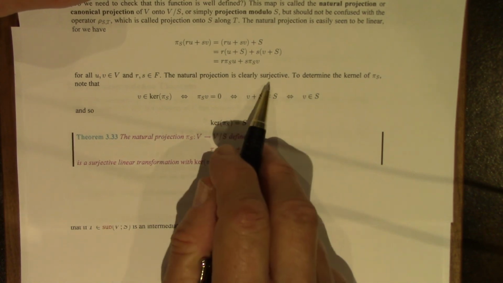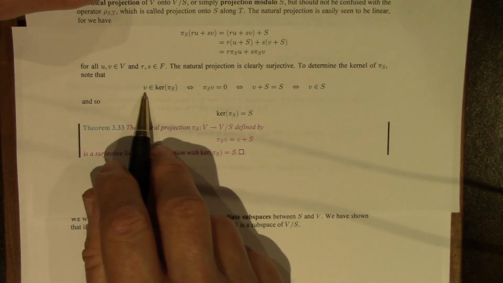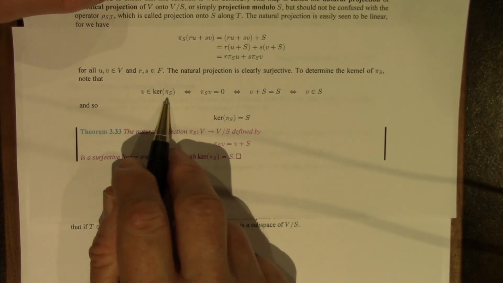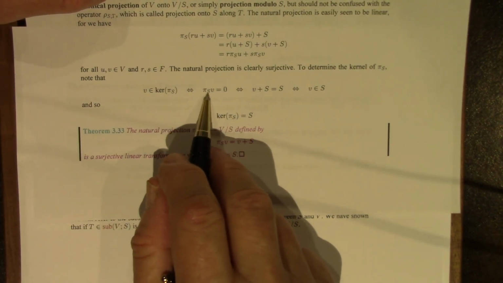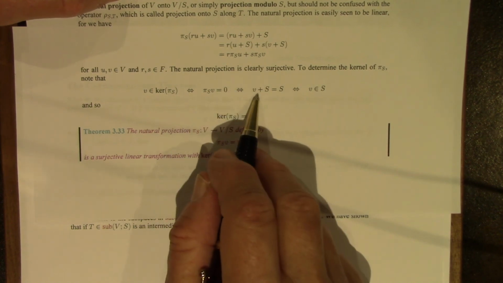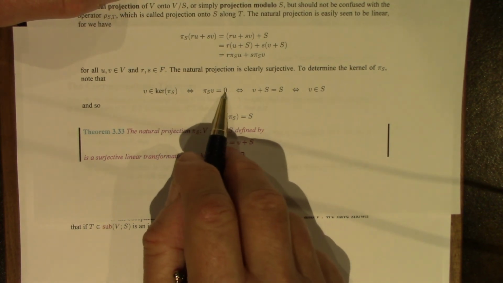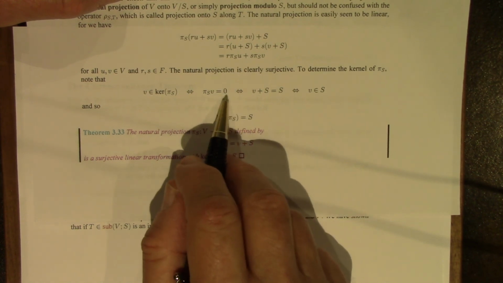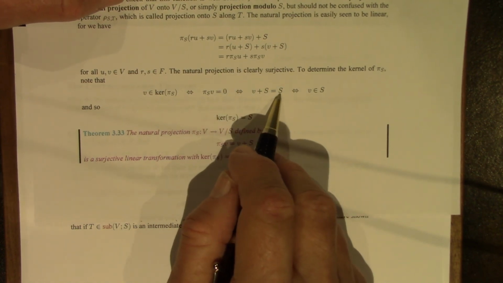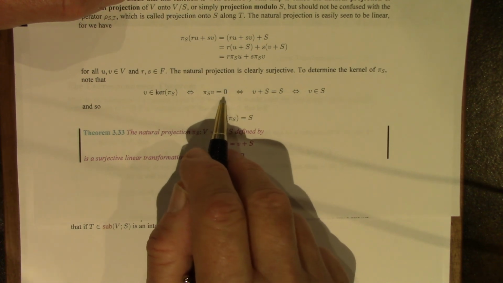Natural projection is certainly surjective. As far as the kernel is concerned, a vector v is in the kernel of the natural map. I guess that's another term for it, natural map. If and only if pi sub S of v is 0, in other words, v plus S equals S. Okay. Here I've changed the notation deliberately so you would see this. S is the 0 vector in the quotient space. We've talked about that. So we can legitimately, and some authors do, write it simply as 0.